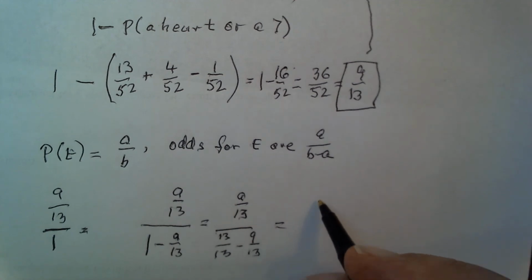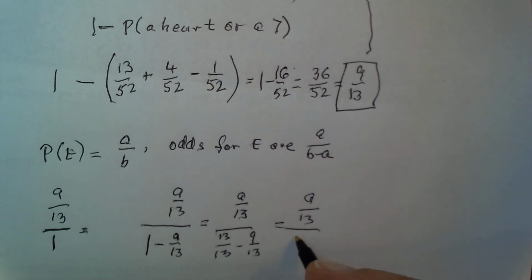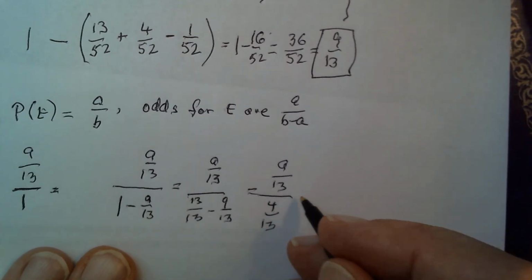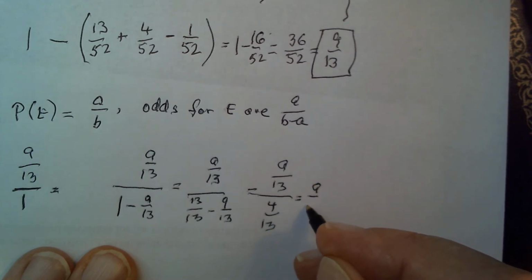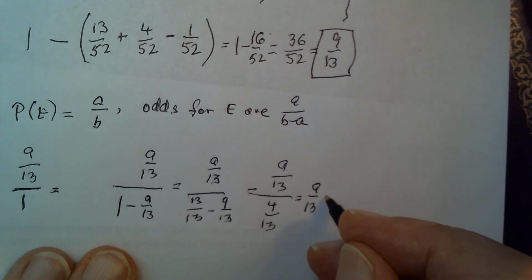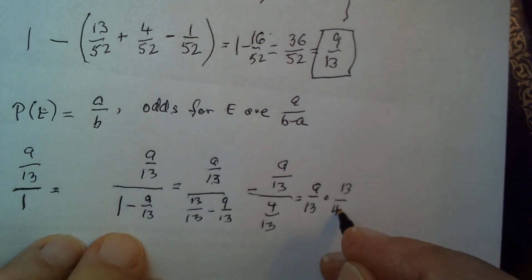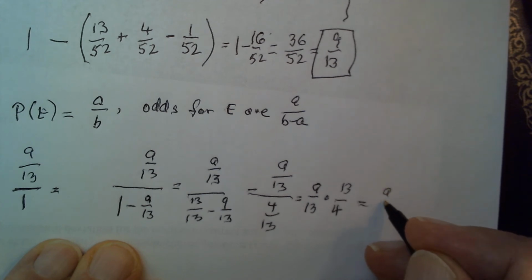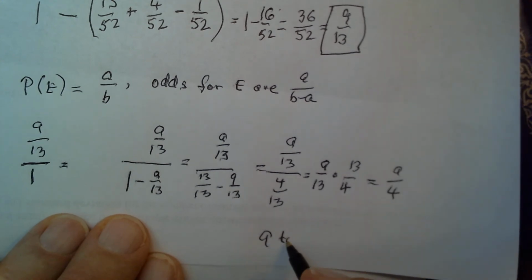So it's 9 divided by 13 divided by 4 divided by 13. And let me just explain one time how we divide a fraction by a fraction. You may remember that. We divide a fraction by multiplying it by the reciprocal of the second fraction, so times 13 divided by 4. So then that is equal to 9 divided by 4. So the odds for this event are 9 to 4.